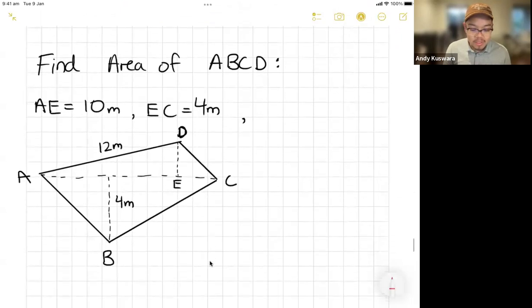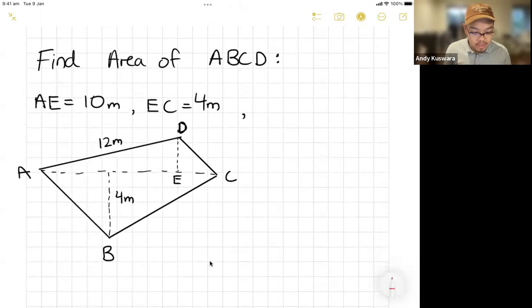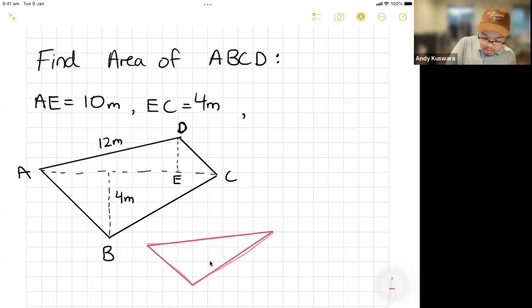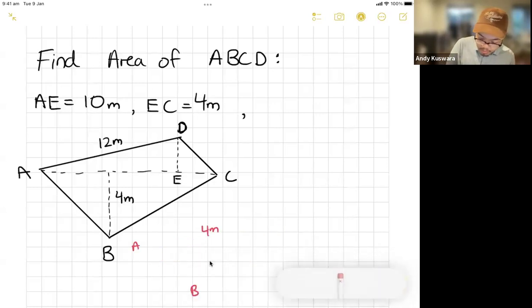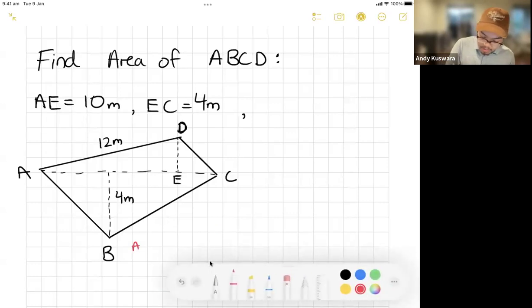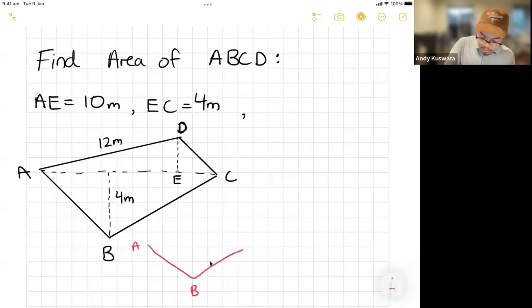Now, for example, they might give you a question like this: find the area of ABCD, so the giant quadrilateral that's a little bit of a weird shape. Now, the way I can see it is it's definitely just two different triangles, and so I'm going to draw them down here. There's A, B, C. That's A, that's B, that's C. I know the base here is 4 meters, and I should probably draw it a little bit more accurate. So I'm going to break it down into the two different triangles.